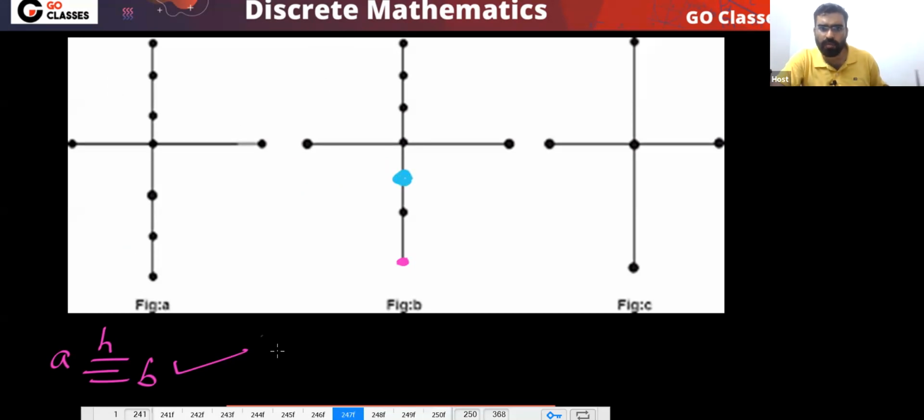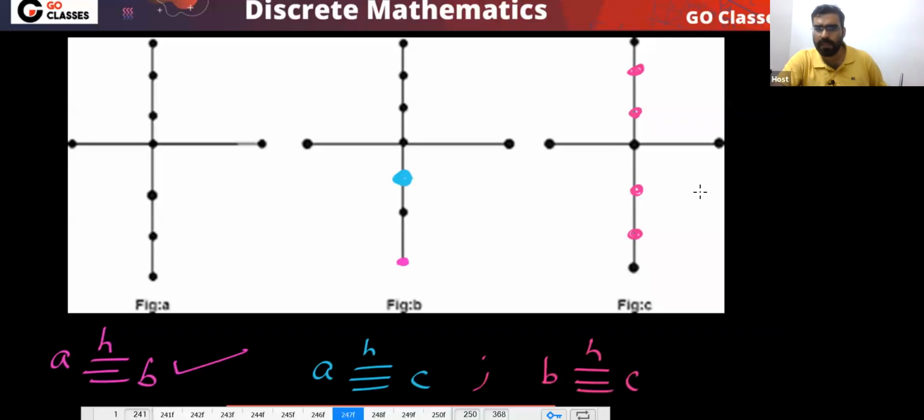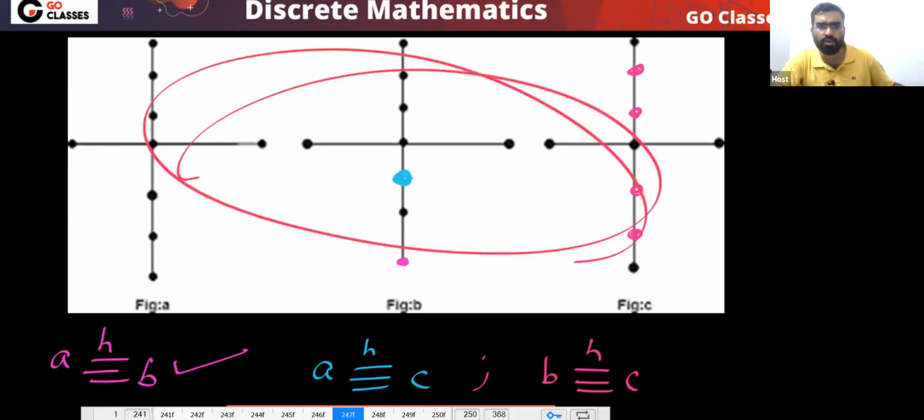What about A, C? Are they homeomorphic? Yes, they are also homeomorphic. You can do this. Similarly, B, C, they are also homeomorphic. So all of them are homeomorphic to each other.